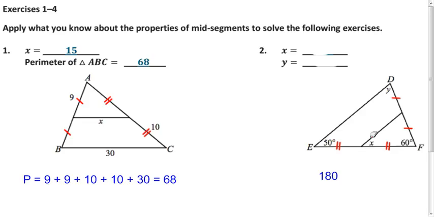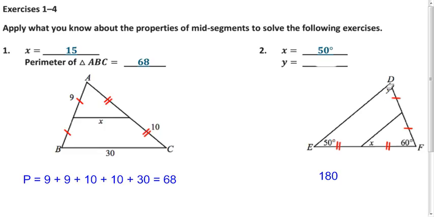Over here we have one talking about the angles and parallelism. So what must X be here? Well, X and the measure of angle E, those must be the same because the midsegment is parallel to the opposite side. So these are corresponding angles. So X is 50.